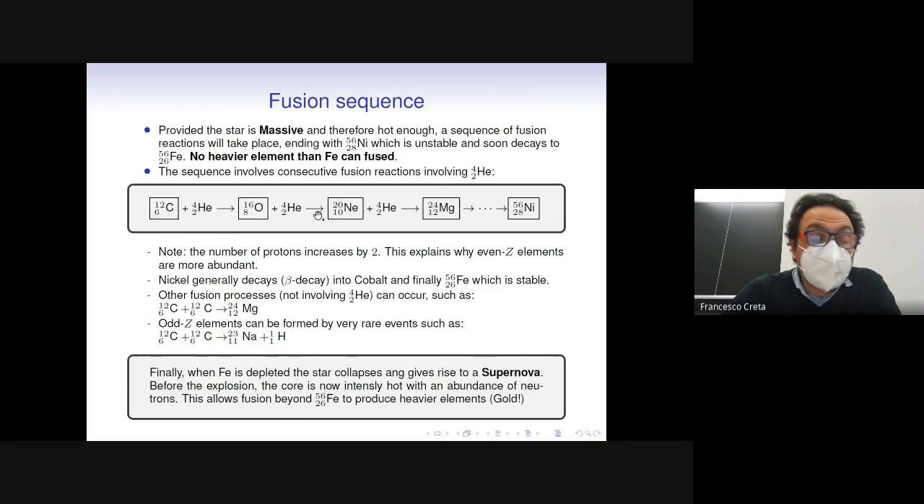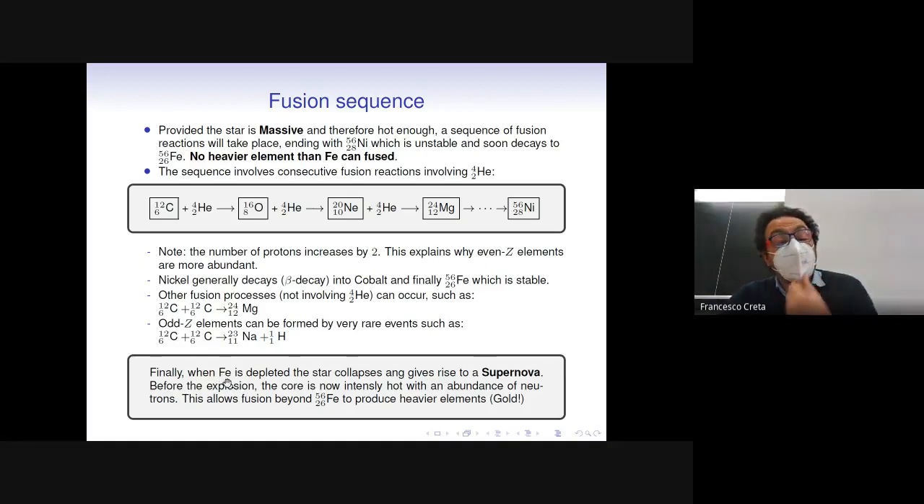Note that in the actual main sequence stars, the number of protons is always increased by 2, which explains the fact that even atomic number elements are more abundant than odd atomic number elements. So that's another thing that we can explain. But let's forget this. Let's talk about iron.